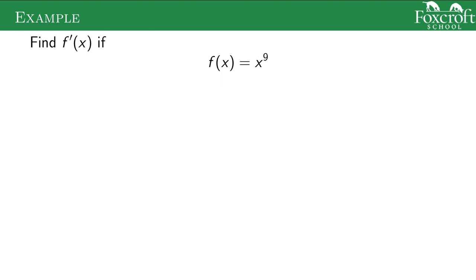This one is really similar. If f of x equals x to the 9th, f prime of x is going to be 9x to the 8th. All right, the 9 comes down in front, and 9 minus 1 is 8.